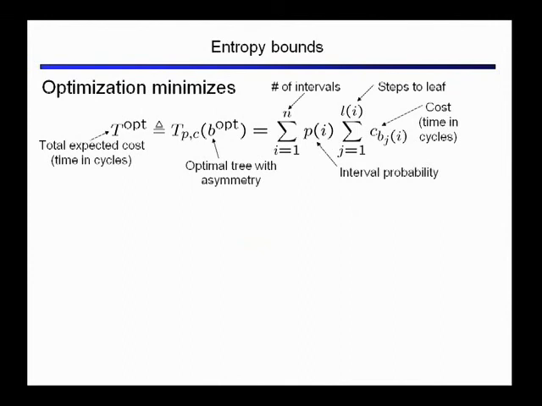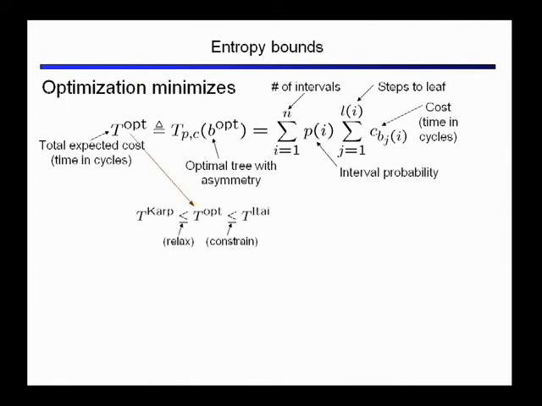So I already said before that I want to minimize the expected cost, the expected time in cycles. That is equal to the sum, weighted by the probability of each outcome, of how long it takes to get to each outcome, which is determined by what type of asymmetry I have, which is B, the amount of time each asymmetry takes, and how many steps I have to take on the way to the solution.